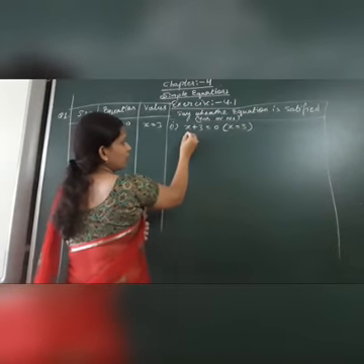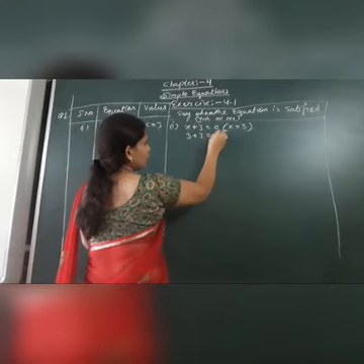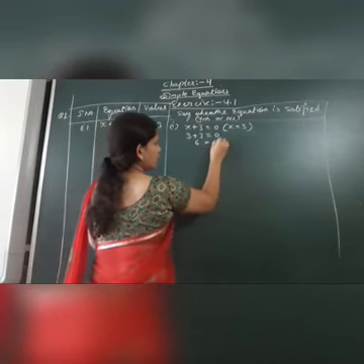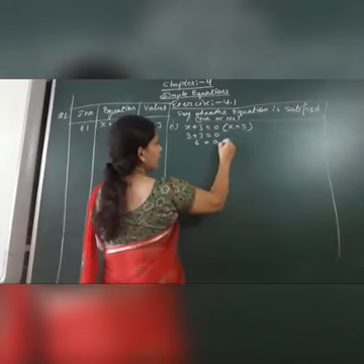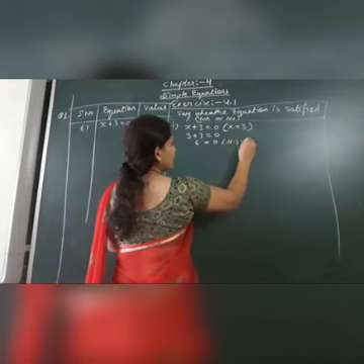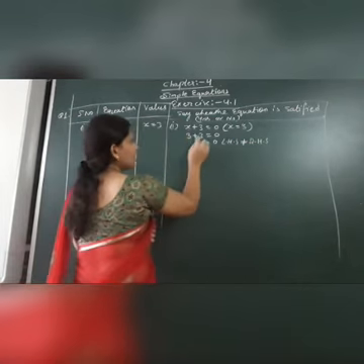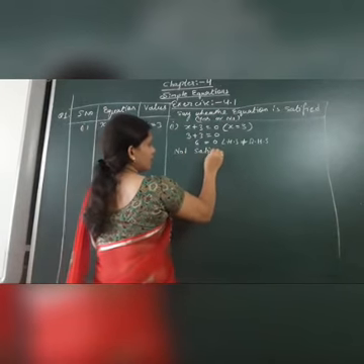So what is the value of x? That is 3. So 3 plus 3 is equal to 0, isn't it? So 3 plus 3 is how much? 6. So 6 is equal to 0. Whether LHS is equal to RHS? LHS is not equal to RHS, isn't it? So what is the answer? It is not satisfied. समझ आया क्या है?